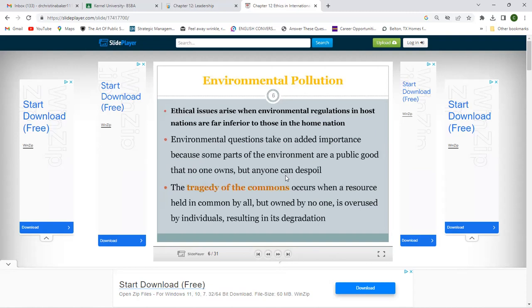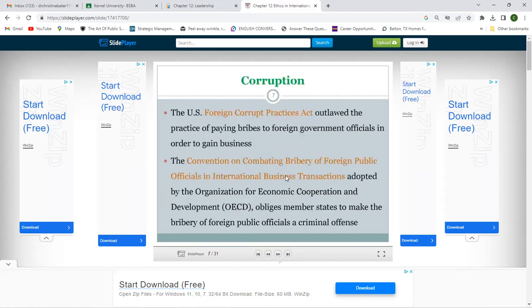Ethical issues arise when the environmental regulations in host nations are far inferior to those of the home nation. Environmental questions take on added importance because some parts of the environment are a public good that no one owns, but anyone can dispose into. A tragedy of the commons occurs when a resource held in common by all but owned by no one is overused by individuals, resulting in degradation.